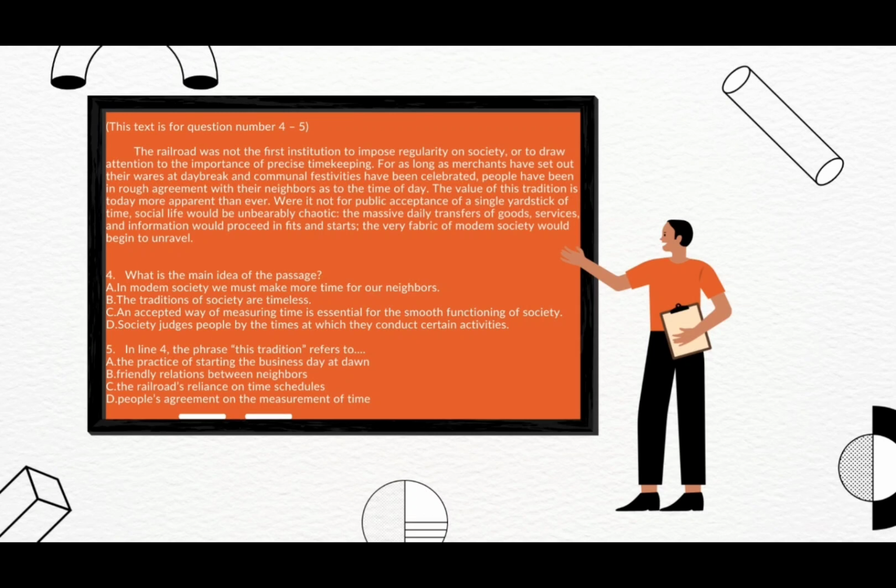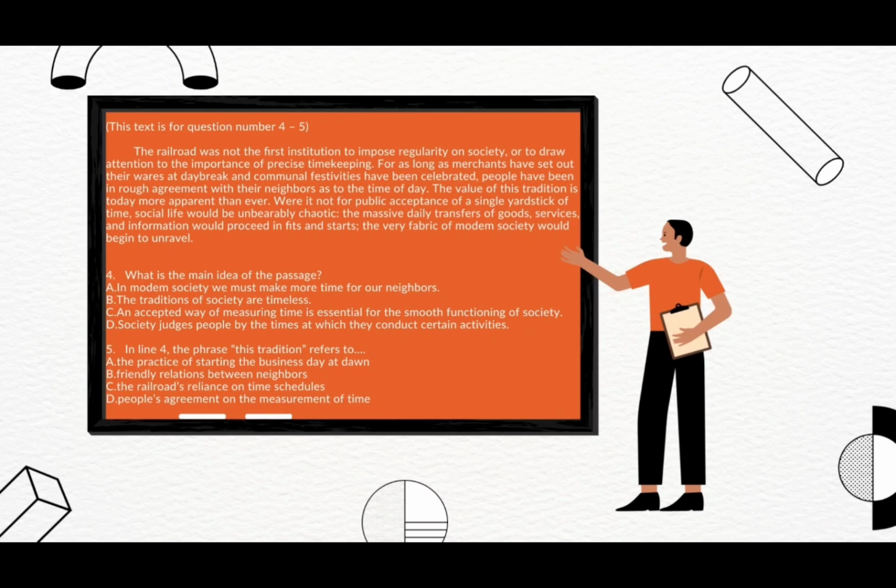The value of this tradition is today more apparent than ever. Were it not for public acceptance of a single yardstick of time, social life would be unbearably chaotic. The massive daily transfers of goods, services, and information would proceed in fits and starts. The very fabric of modern society would begin to unravel.